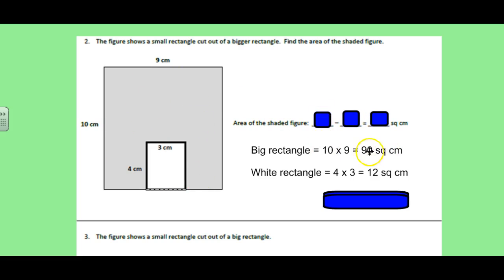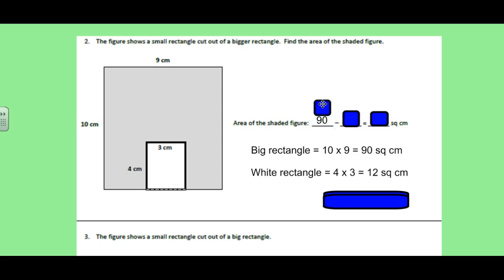So right here, we know the blanks for this, and you just have to find the answer for this. So I want you to go ahead and take the big rectangle and subtract the white rectangle from that, and that will leave you with the area for the shaded part of this rectangle. So go ahead and fill in these blanks and push play when you're ready to check your answer.